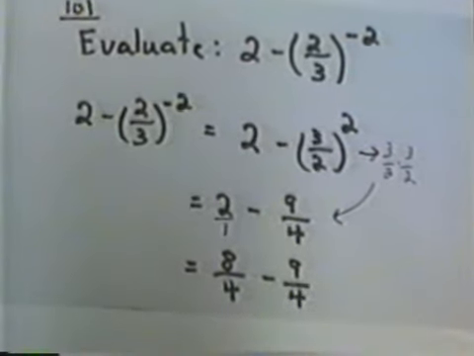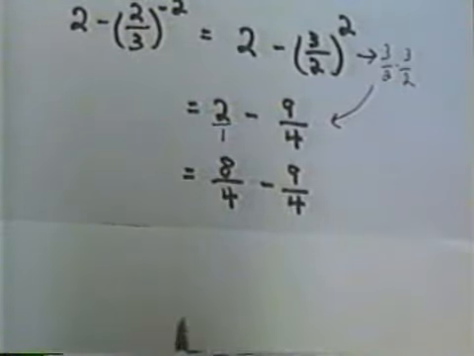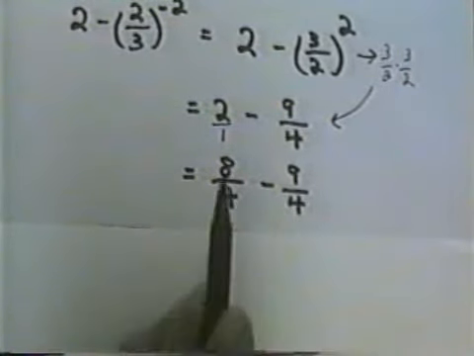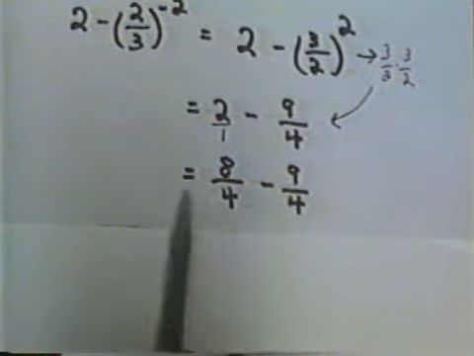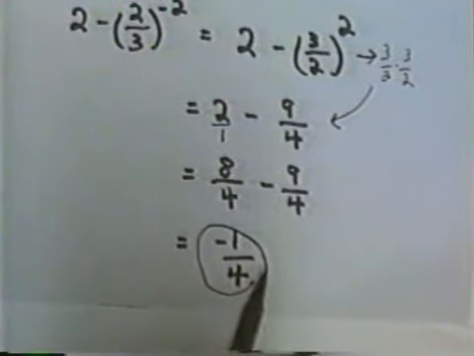Now we have 8/4 subtract 9/4. Once you get a common denominator, then you keep the denominator 4 and subtract or add the numerators. 8 subtract 9 would be a -1. So the answer is -1/4.